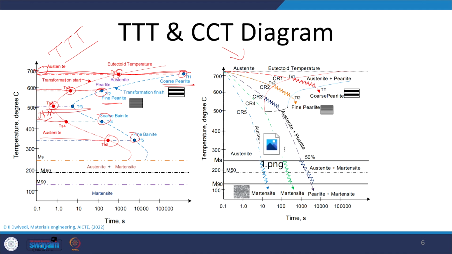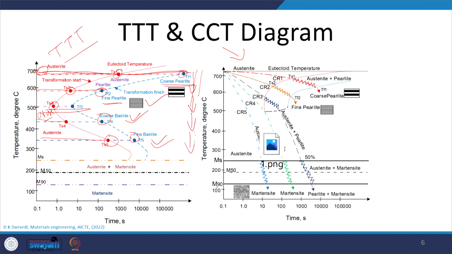Okay, so what is happening: initially we get the coarse pearlite, then fine pearlite, then we get coarse bainite and then fine bainite. These things happen at a constant temperature of transformation of austenite into the other phases. Okay. So accordingly, you see, the hardness will be increasing.